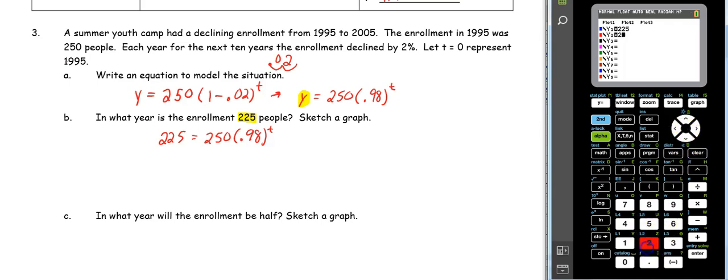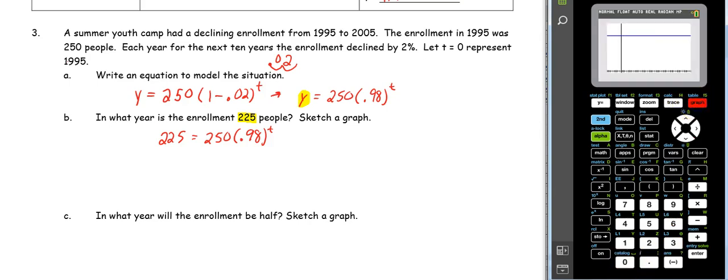And y2 is going to be 250 parentheses 0.98 to the power of x. So this time, because I was just using really big numbers, I kind of want to change my window already. So I'm going to change my x max. I can leave it at 50, that's fine. My y max, though, is way too big because the highest number here is 250. And remember, we're decreasing, so our graph's going to go lower than that. So if I start at 300, I should have a good window.